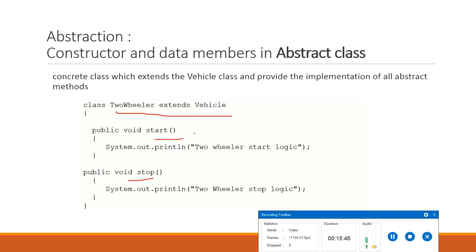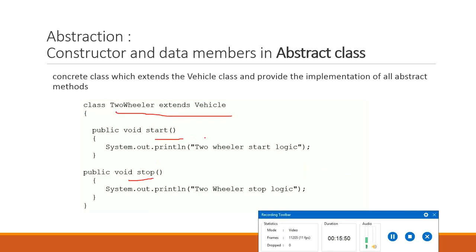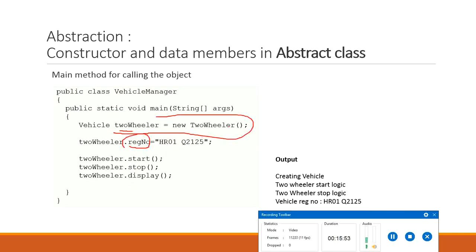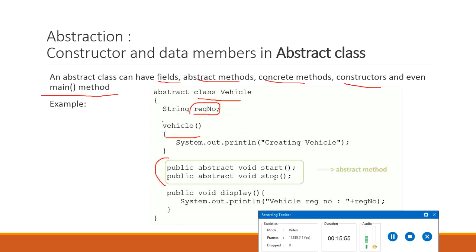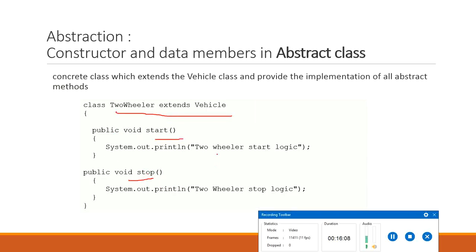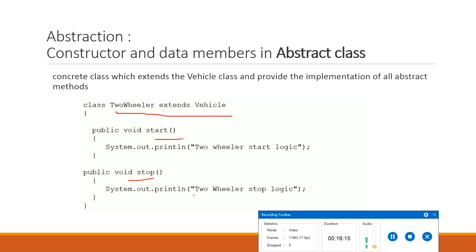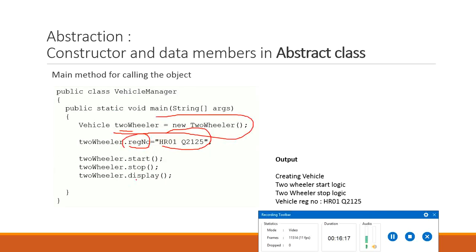So if you see over here, we have created a constructor over here also. So when we create this object, first of all, the constructor of the vehicle class will be referred to over here, creating the vehicle. Then the registration number has just been initialized. The start method is called. So the start method will print two-wheeler start logic. Then the stop method is called. It will print over here two-wheeler stop logic. And the last one is display.